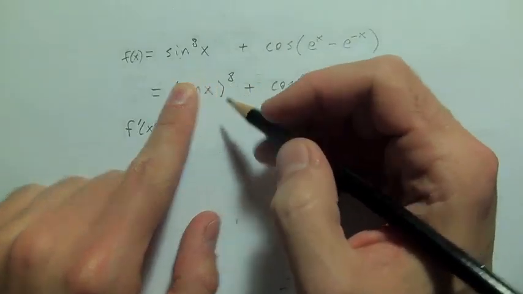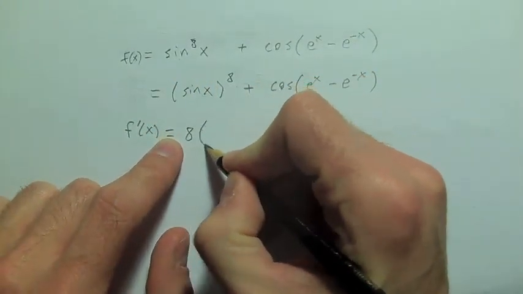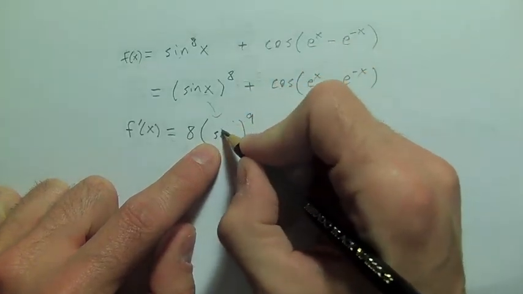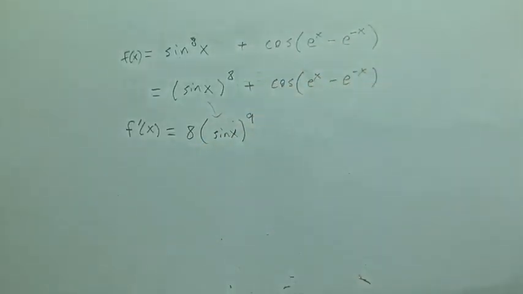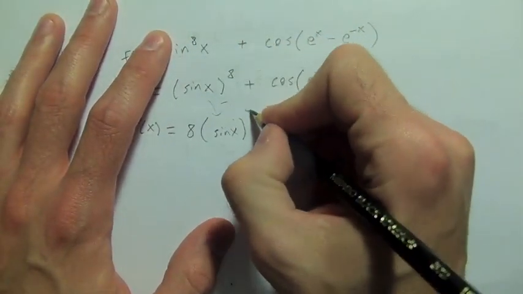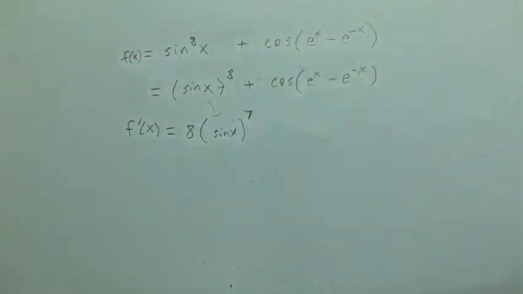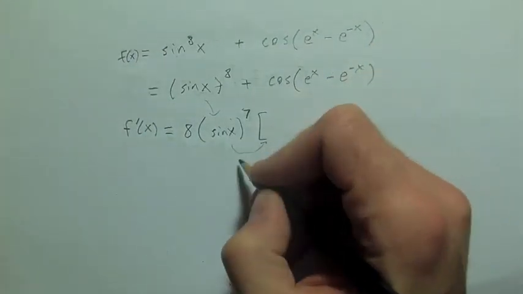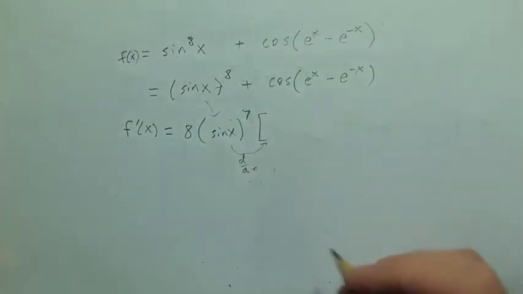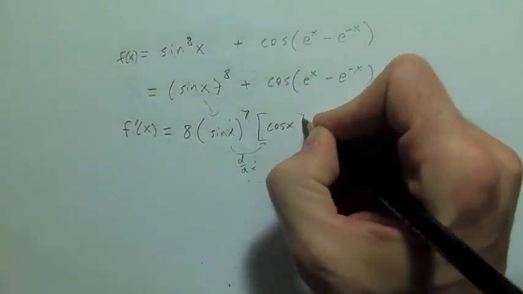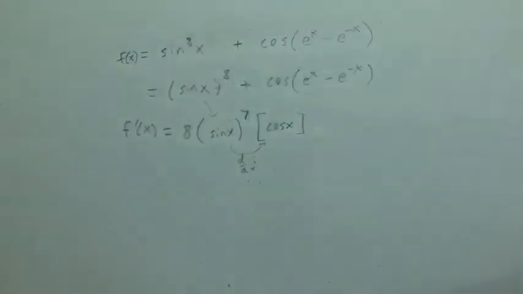So the derivative of that is going to be 8 times that something to the 9th. Right, so we just plug that in verbatim. Oh, sorry, I went the wrong way. To the 7th. So 8 sine of x to the 7th. Now, times the derivative of the inside. And the derivative of the inside is going to be cosine of x. Okay?